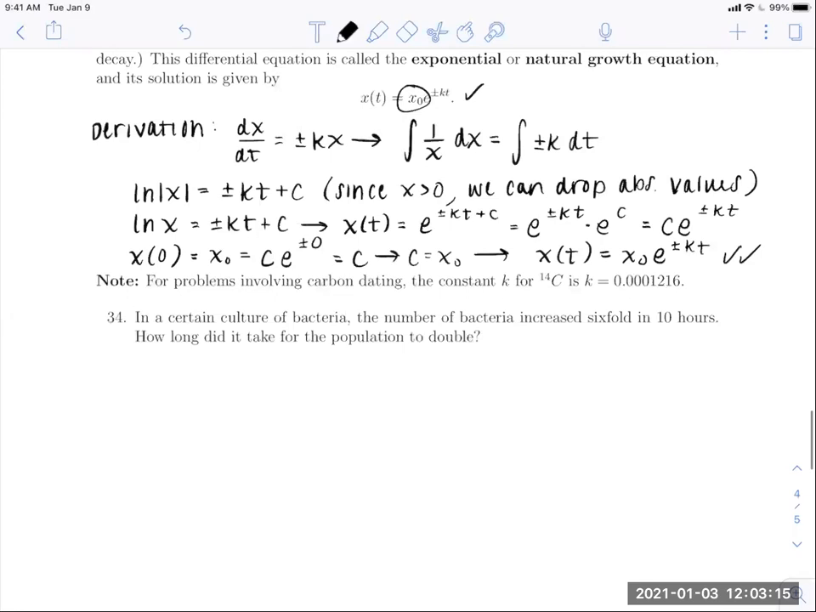So I have a quick note here that says for problems involving carbon dating, you can use the constant k as stated here. So that value is given in the textbook. I'm not going to assume that you have that memorized. If you need to use it on a quiz or an exam, I will provide that constant for you.